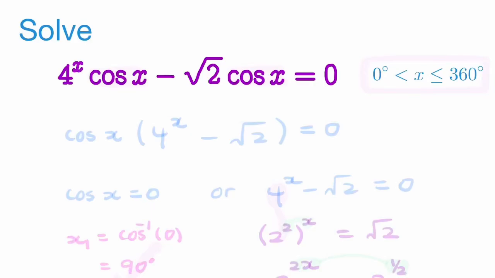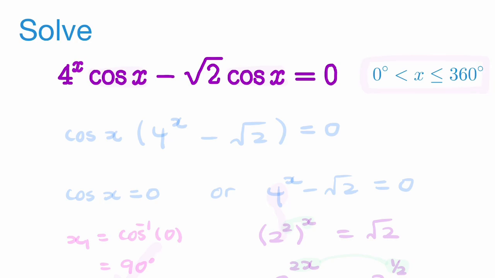Here we're being asked to solve for x, and we have x both as an argument for a cosine as well as a power here for the 4. So when faced with a situation like that, what you want to do is to separate the two instances of x. So you want to separate the 4 to the power x from the cosine.